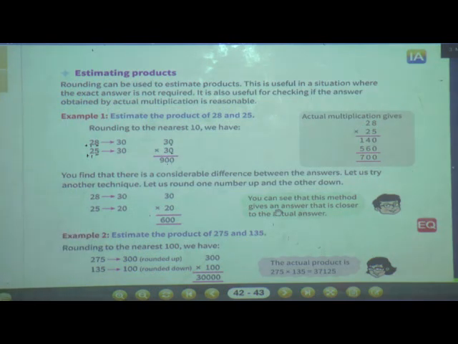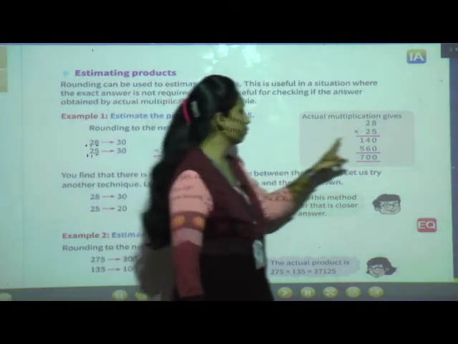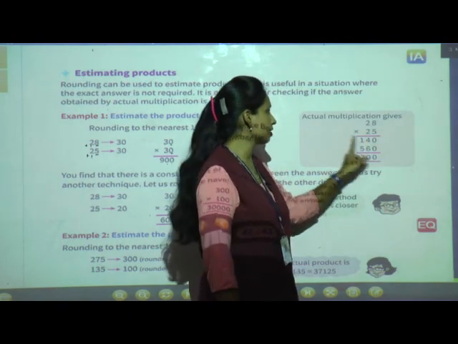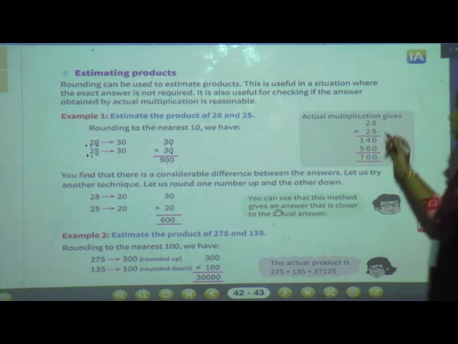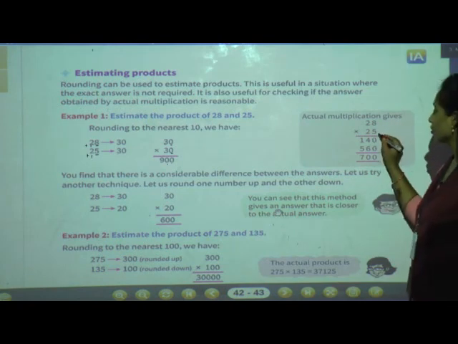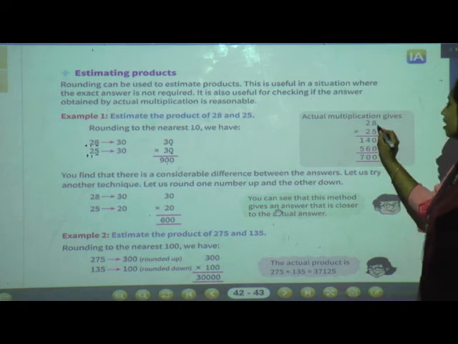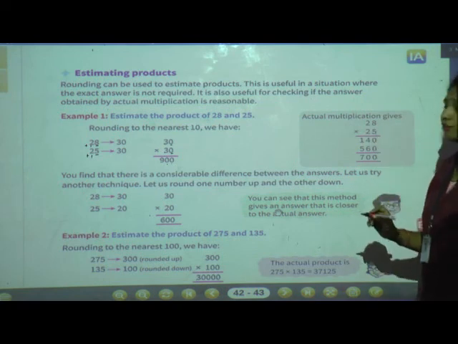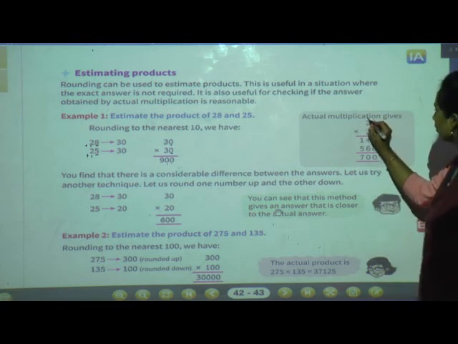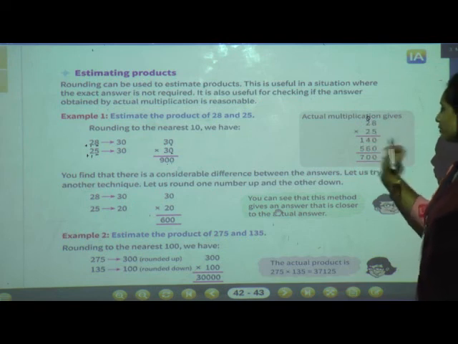Now what about the actual number? See, if we multiply 28 multiplied by 25. Now we will see the actual multiplication. These are 2-digit numbers, so we will start with one digit from ones. Now we will start with ones. 5 8s are 40. 0 here, 4 will be carry over. 5 2s are 10. 10 plus 4 is 14.